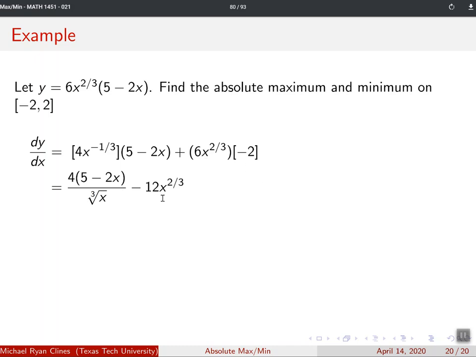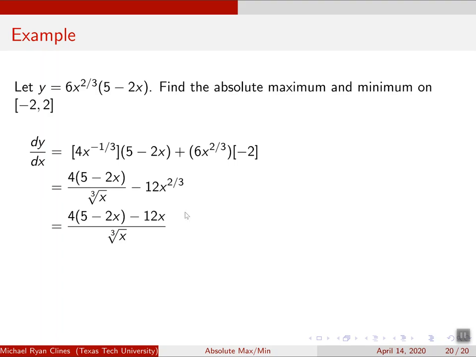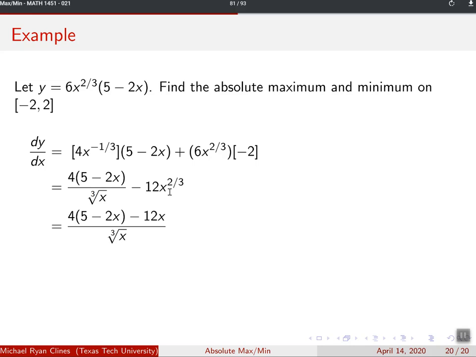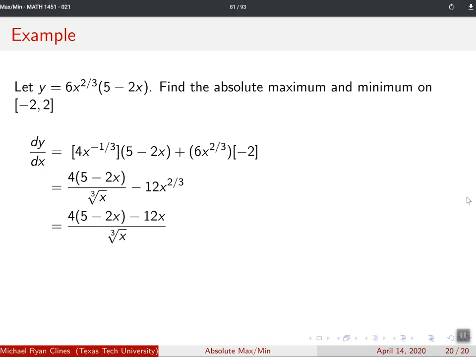But now I want to combine these fractions. How do I do that? We have to get a common denominator. So this becomes 4 times 5 minus 2x minus 12x divided by the cube root of x. Just multiply this by the cube root of x over the cube root of x. It's just the standard technique you learned in Algebra 1 back in high school about finding common denominators. And then we can combine the fractions. And now I want to multiply this out and combine some terms if we can. And this simplifies down to 20 minus 20x divided by the cube root of x.